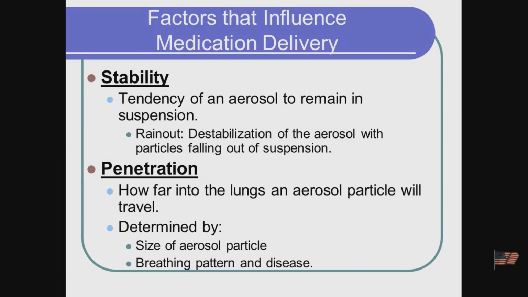Okay, as we'll see. Stability talks about how long something stays in an aerosol before it falls out of an aerosol. So if you have a mist that is created, how long does it stay as a mist before it does something called raining out, which means it comes out of suspension in an aerosol and falls to the ground, or falls to the tubing, or falls out of suspension, which means it's not going to be inhaled anymore.